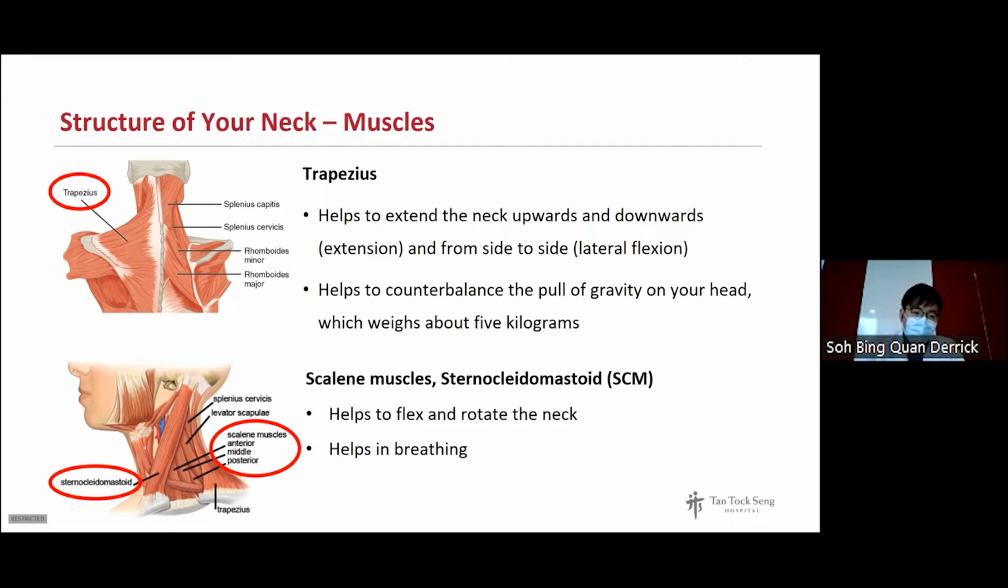Okay, so the reason I talk about these few muscles is because they are among the more common muscles that get injured when you have neck pain. If you look at the trapezius, it starts from the neck all the way to the shoulders and all the way to the upper back. So that's why sometimes if you feel neck pain, it doesn't necessarily mean you only feel the pain on the neck. Sometimes you can feel the pain radiating down to the shoulders at the same time.